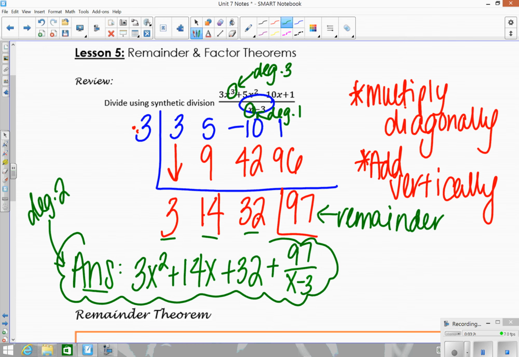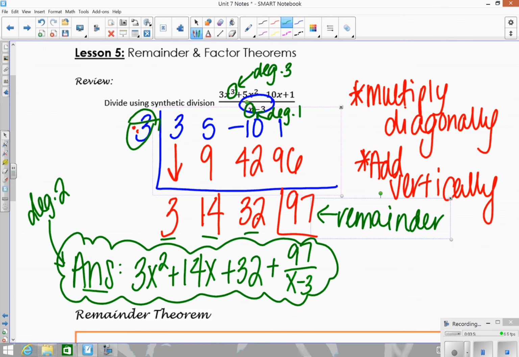So now let's look at the actual theorem. The first one is called the remainder theorem. Basically, what the remainder theorem says is that instead of having to go through this synthetic division process to get the remainder, you could have just taken this number that I placed out in front and plugged it into the polynomial on top, and you would have seen that you get out the remainder.